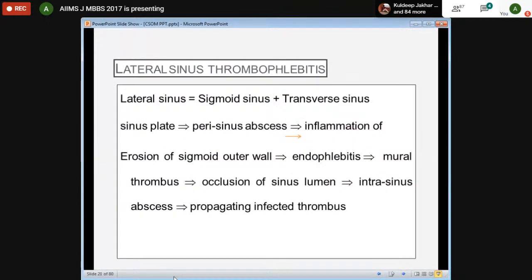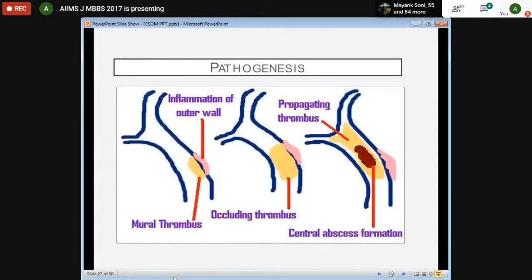So how does this lateral sinus thrombophlebitis happen? First of all, what happens is that there is a breach in the, as we can all see, these are the sigmoid sinus. This is the mastoid region. There is a breach in the bone, or through hyperemic decalcification, this bone will not be there.